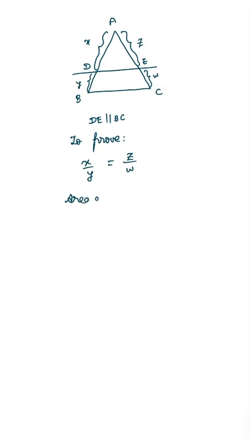Now area of ADE, we can say that area of any triangle is half into base into height. So let's say this height is H1. We are considering AE as base. So area will be half into g into H1.